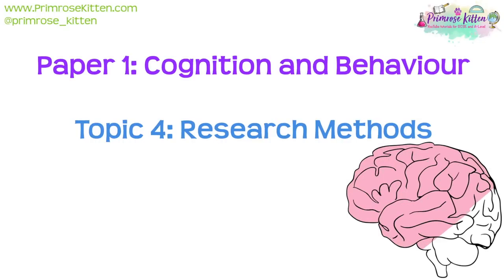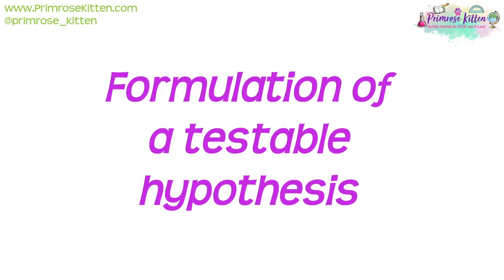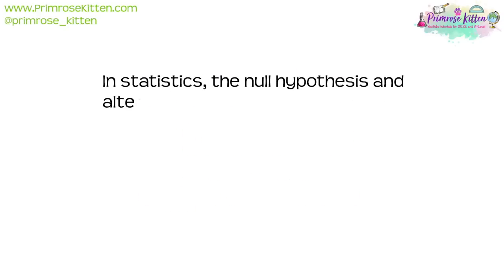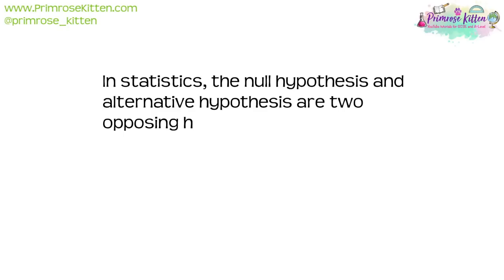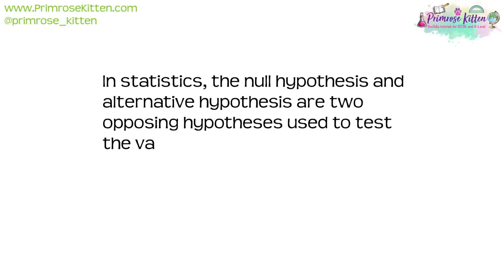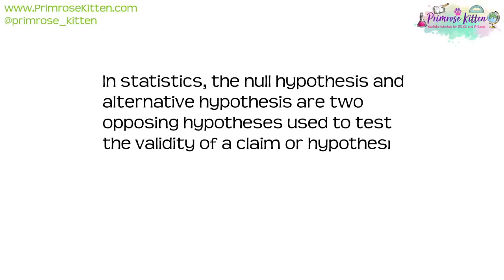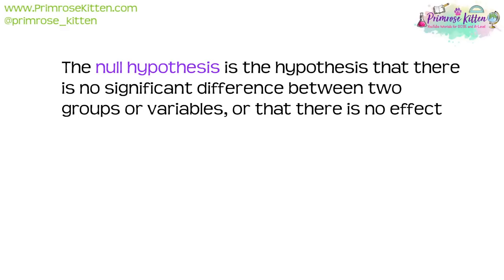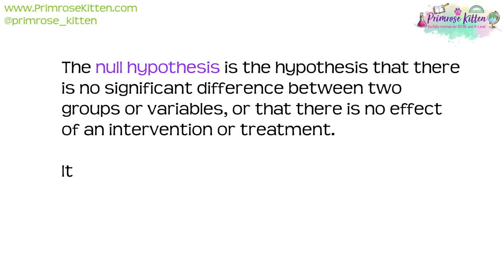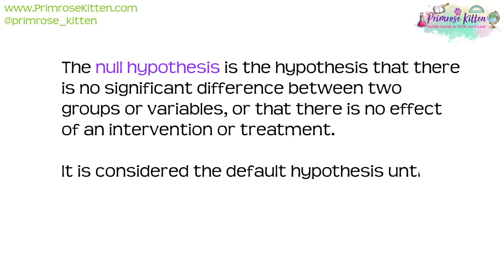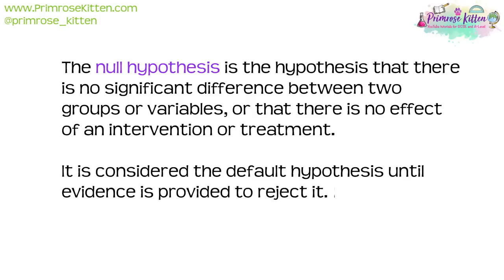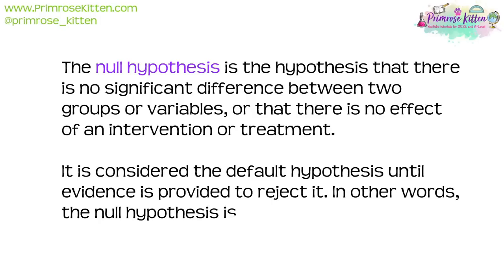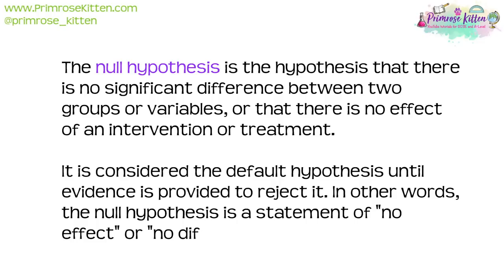Topic 4. Research methods. Formulation of a testable hypothesis. In statistics, the null hypothesis and alternative hypothesis are two opposing hypotheses used to test the validity of a claim or hypothesis about a population. The null hypothesis is the hypothesis that there is no significant difference between two groups or variables, or that there is no significant effect of an intervention or treatment. It is considered the default hypothesis until evidence is provided to reject it. In other words, the null hypothesis is a statement of no effect or no difference.